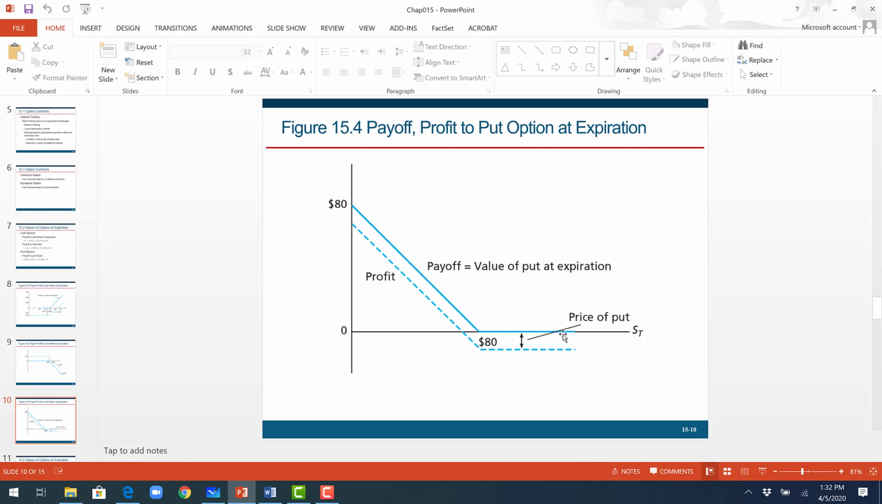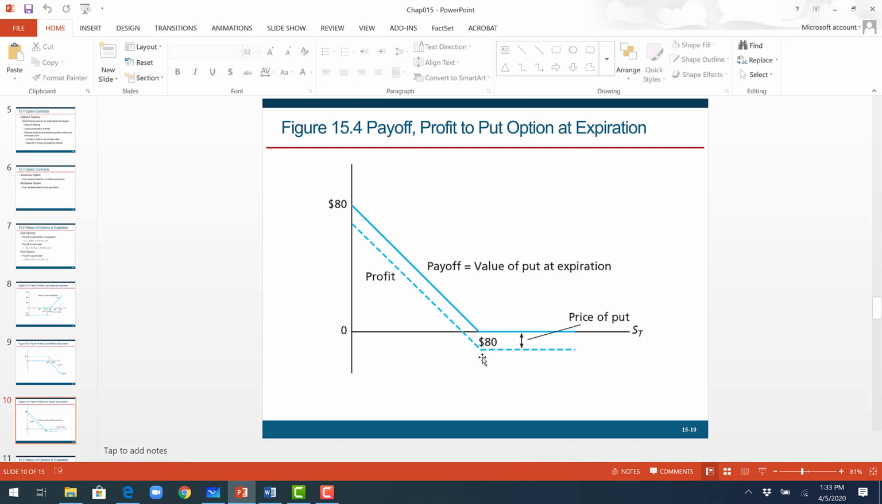So at 80 and above, this option is not exercised and the payoff is zero. The writer has a gain of the $4 premium, right? Below 80, at 79, the payoff is $1, right? X minus ST, so X is 80 here. If ST is say 79, then 80 minus 79. So the buyer buys the stock at 79, sells at 80, $1 payoff. At 78, the payoff is $2. At 77, the payoff is $3, and so on, right? So below 80, as the price declines, the payoff increases.